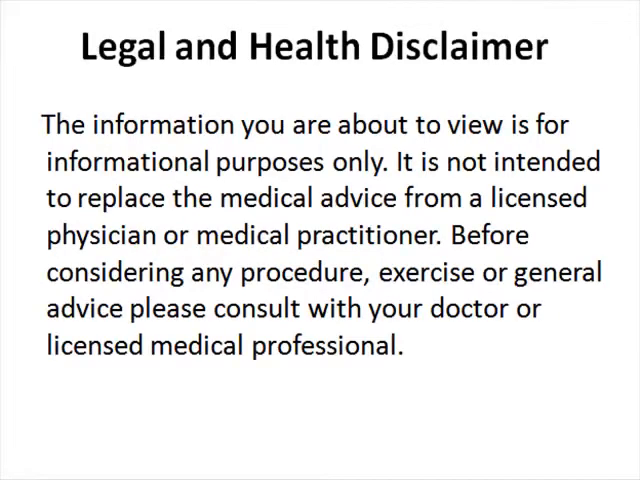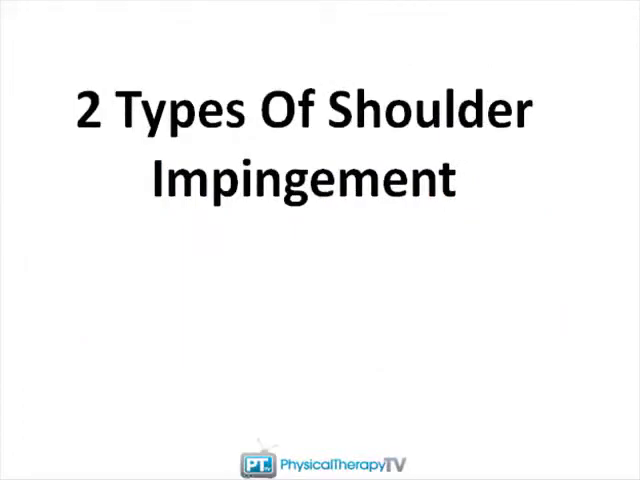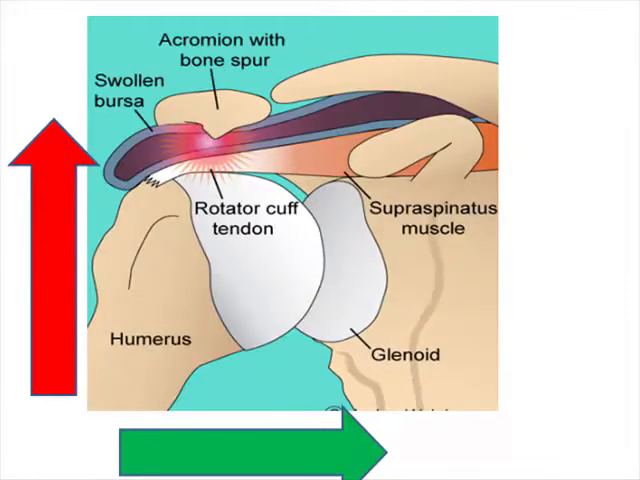In today's video we are going to discuss impingement syndrome of your shoulder, or shoulder impingement. Specifically, the two types of shoulder impingement that you get. Just as general information, shoulder impingement occurs in your shoulder joint when the rotator cuff is pinched between the humerus head and the acromion.